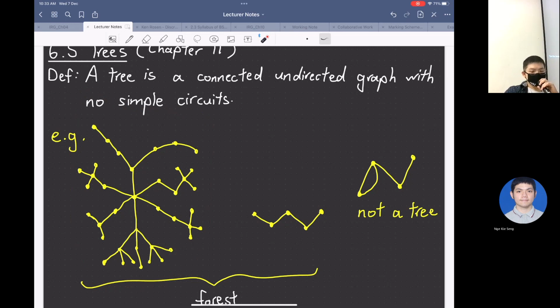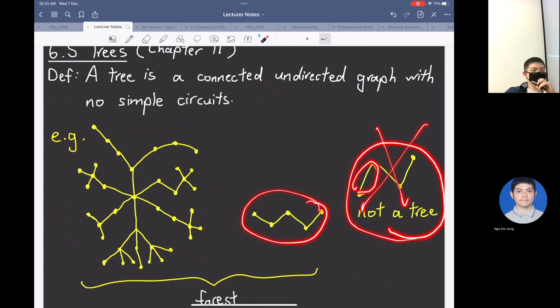So it's connected. It's a connected graph, so there's nothing like a disconnected thing. There's only one connected component. And they're connected, undirected, with no simple circuit. Trees, something like this. And then this is not a tree because you got a circuit. We don't look at this thing. We just look at something like this. Trees.